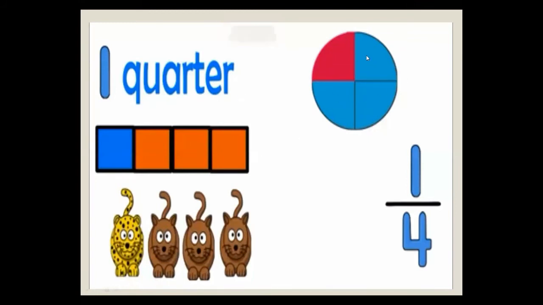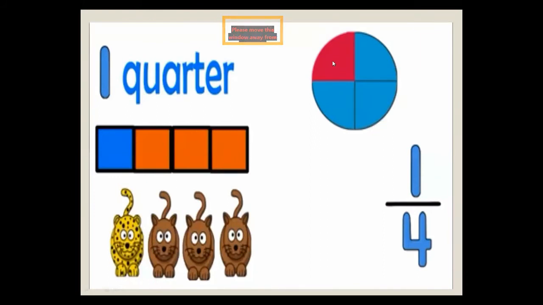We have a shape of circle. It is also divided into four equal parts. You can see all the parts are the same in size. So three parts are the same blue color and one is different. One is red in color.